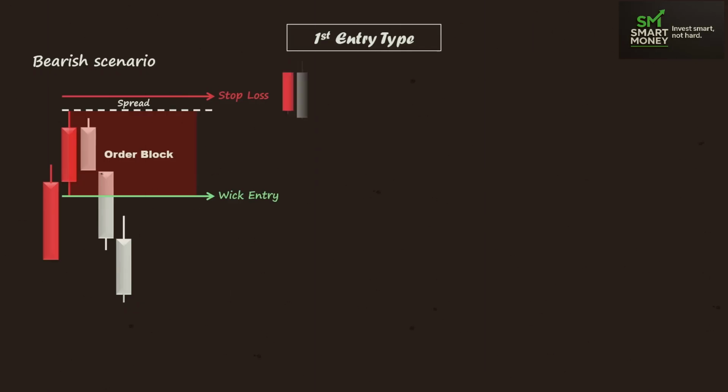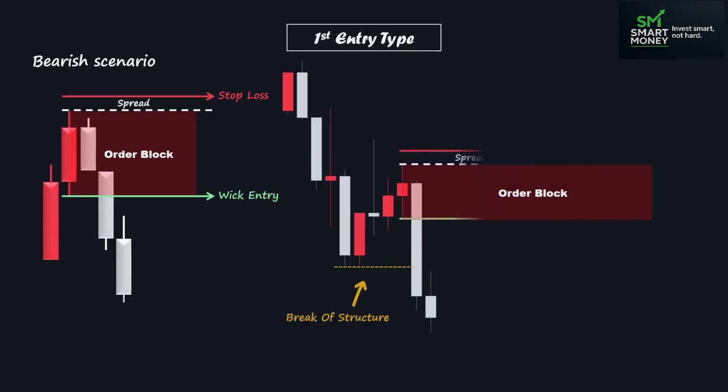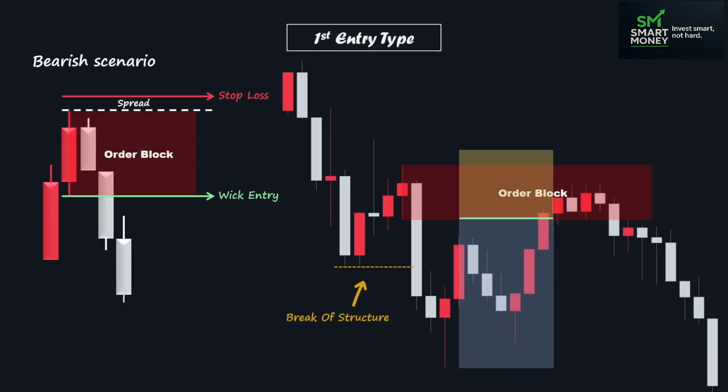This entry setup provides a wider stop loss margin, which can directly impact the reward to risk ratio by reducing it. However, using this type of entry increases the probability of your order being triggered since price may simply touch the wick and then push to your expected direction.